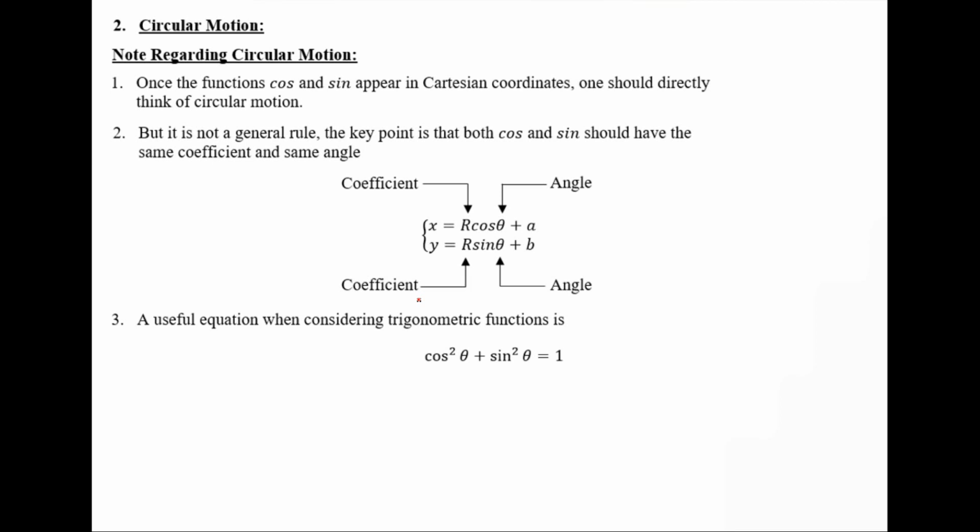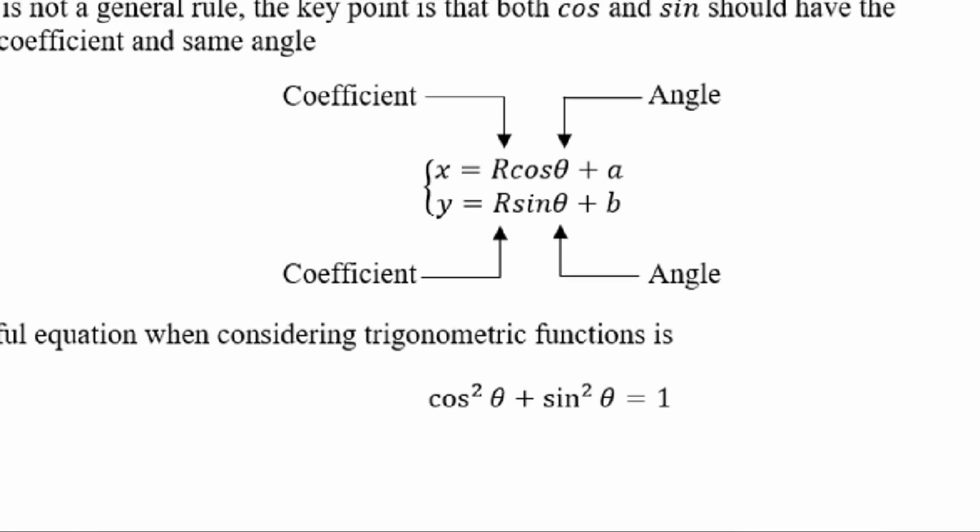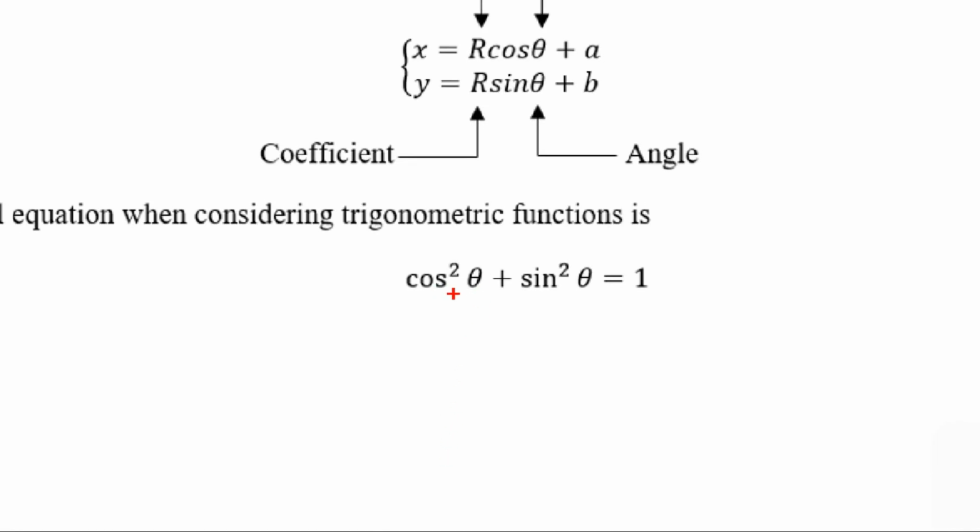Note number 3, a useful equation when considering trigonometric functions: cosine square theta plus sine square theta is equal to 1, which is also known as the Pythagorean rule. It holds whenever the angle is the same. Suppose I say cosine square theta plus sine square 2 theta, that would not be equal to 1 because both angles must be the same. So this relation always holds whenever the angle is the same. If the angle is not the same, it's not going to work.